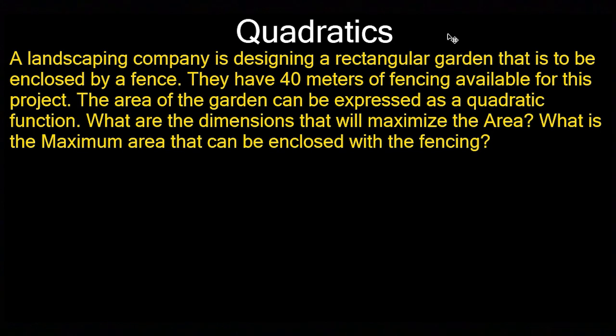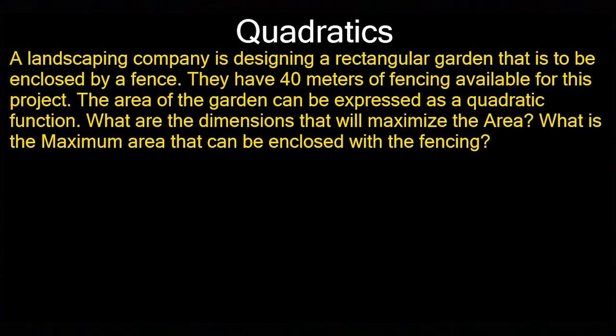The area of the garden can be expressed as a quadratic function. What are the dimensions that will maximize the area? What is the maximum area that can be enclosed with the fencing? So they want two different things here. They want the dimensions that will maximize the area, and then they actually want the maximum allowable area based on what they have for fencing available. So how are you going to do this problem?